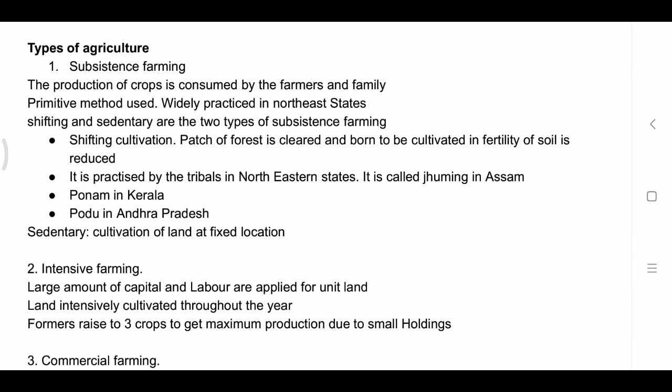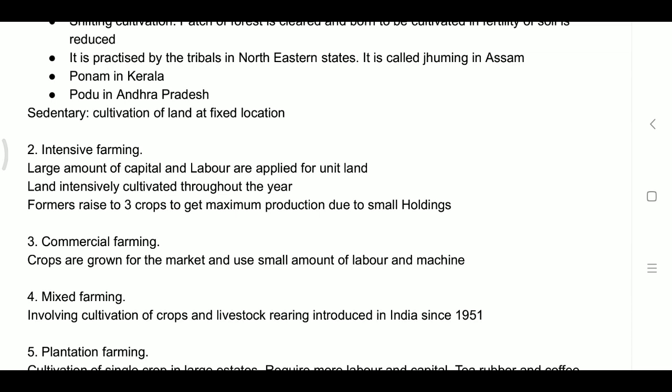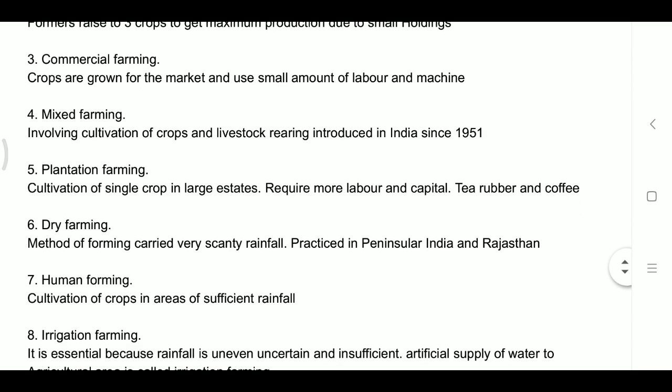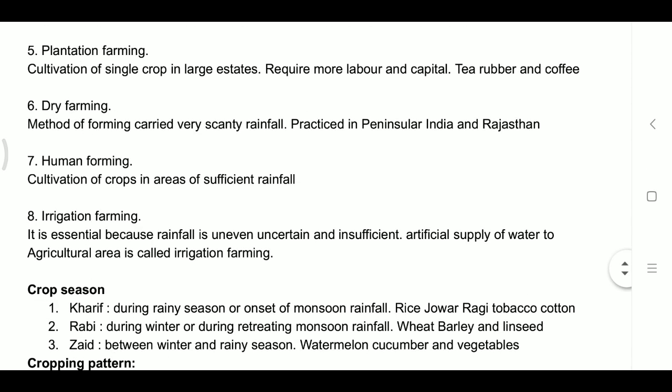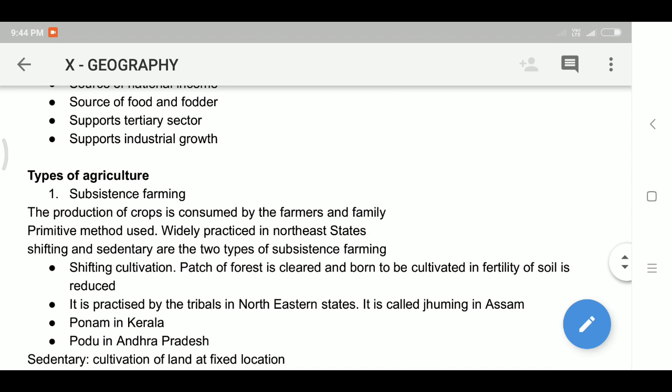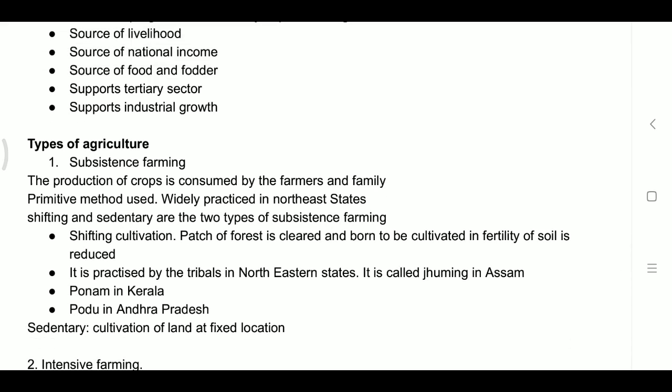There are many types of agriculture practice. Types of agriculture: subsistence farming, intensive farming, commercial farming, mixed farming, plantation farming, dry farming, humid farming, irrigation farming. First one, subsistence. In this, the man was cultivating the land for his own consumption, just to lead the life. That is called subsistence farming.